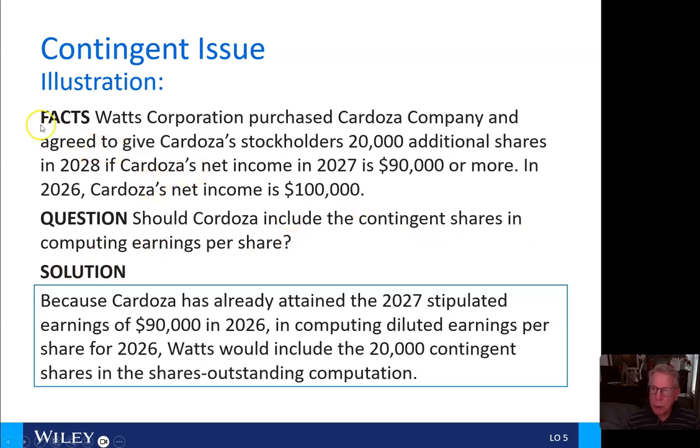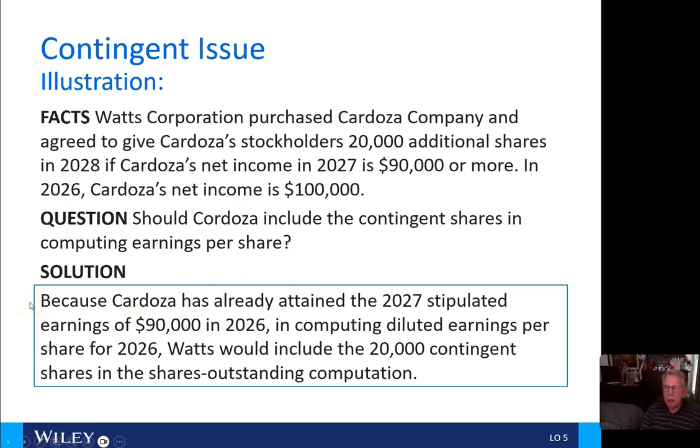So, the contingent issue illustration here. Watts Corporation purchased Cardoza Company and agreed to give Cardoza's stockholders 20,000 additional shares in 2028 if Cardoza's net income in 2027 is 90,000 or more. In 2026, Cardoza's net income is 100,000. Should Cardoza include the contingent shares in computing earnings per share?